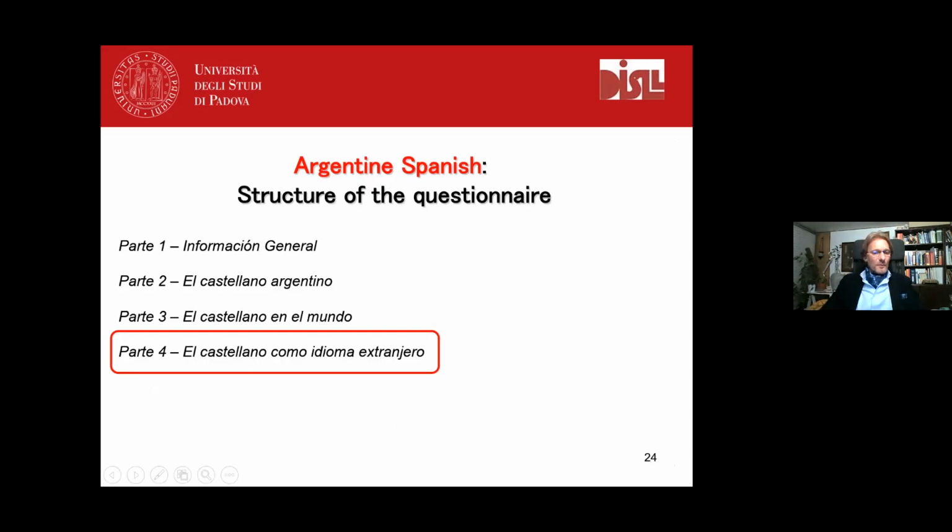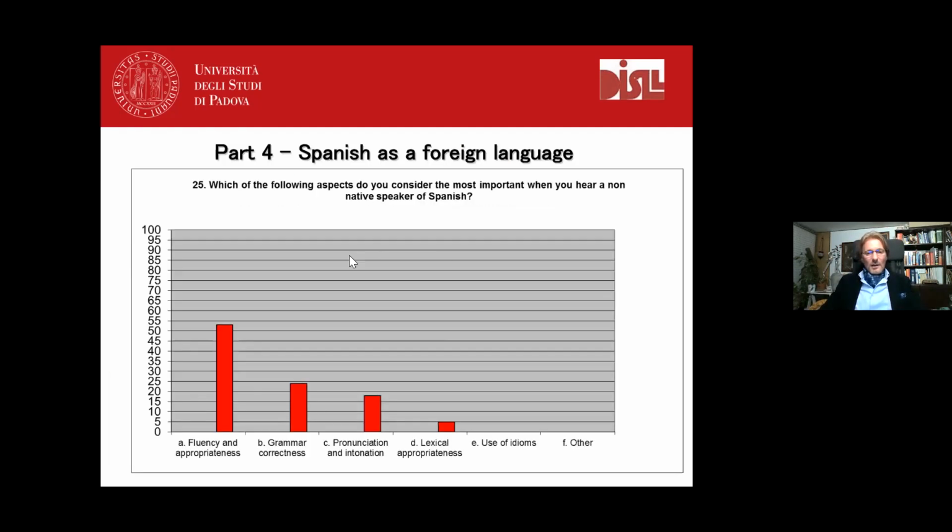Argentine Spanish, once again, the structure of the questionnaire. As you can see, this is in Spanish because the questionnaires were administered every time in the language of the informants. So Spanish for the Spanish speakers, English for the English speakers, and Italian for the Italian speakers. The structure of the questionnaire in this case was exactly the same as the one for Australians. So general information, and part 2 and part 3 were placed in a different order, but the contents were basically the same. Even the questions were basically the same, only translated into the other language. Argentinian Spanish, Spanish as a world language, or as it is spoken worldwide, and then Spanish as it is taught as a foreign language. Answers here.